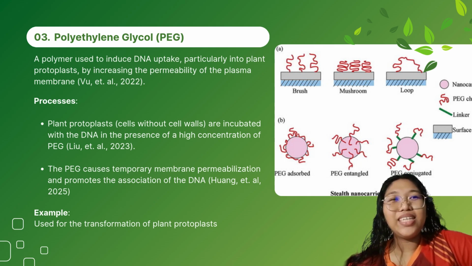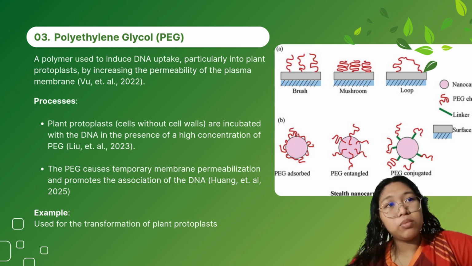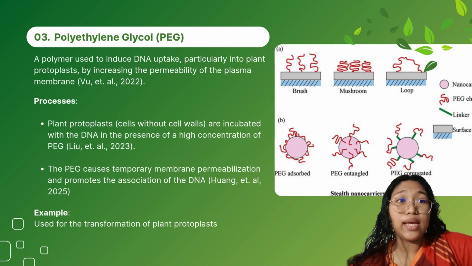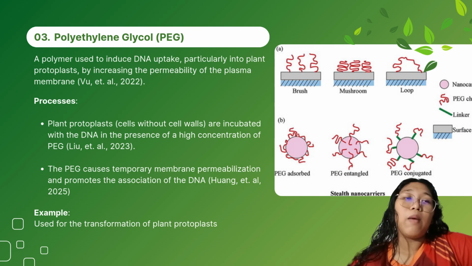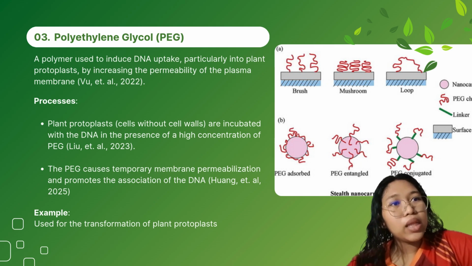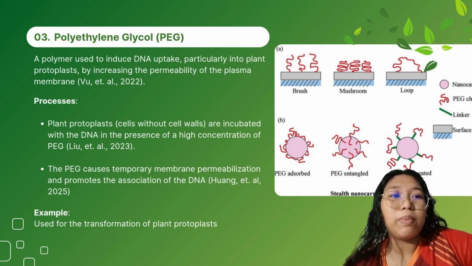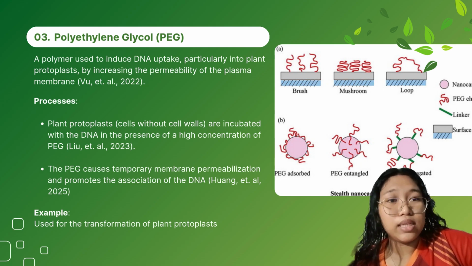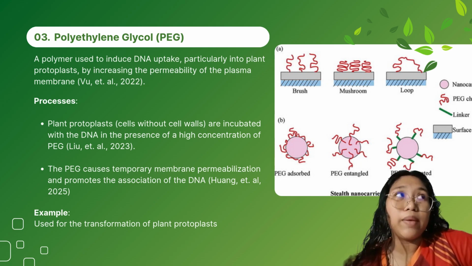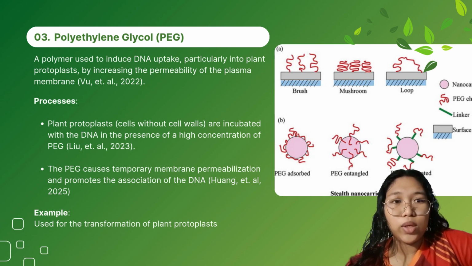The third method is the polyethylene glycol or PEG. This polymer is used to induce DNA uptake, particularly into plant protoplasts, by increasing the permeability of the plasma membrane. It is said by Vu et al. 2022.